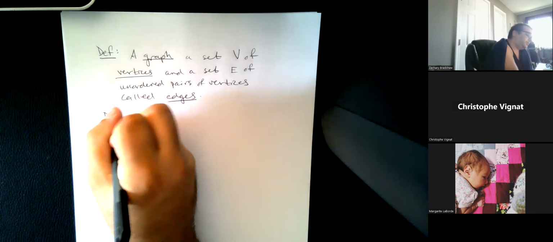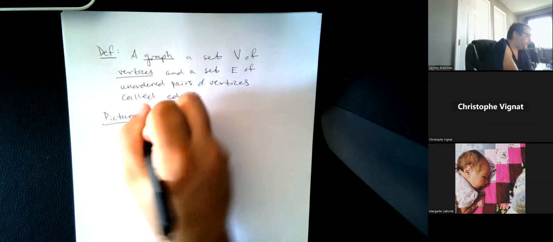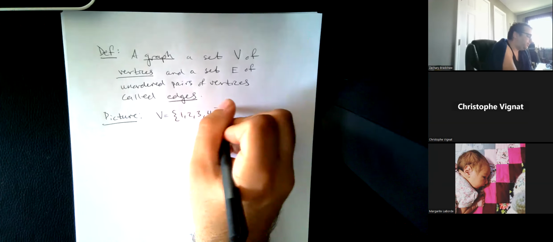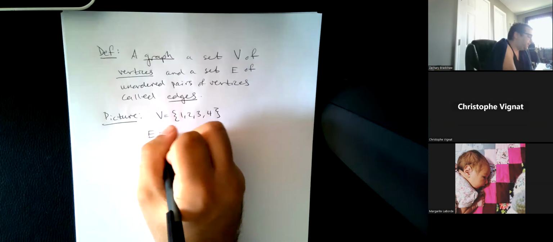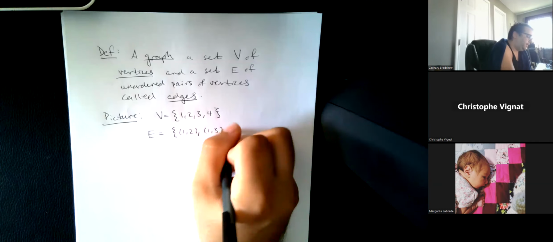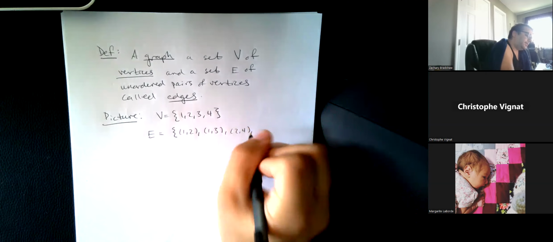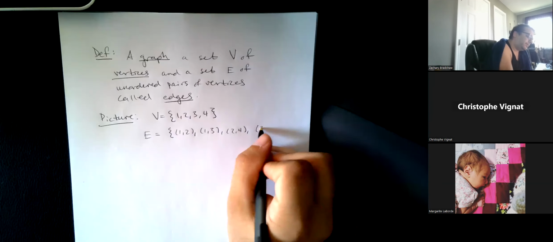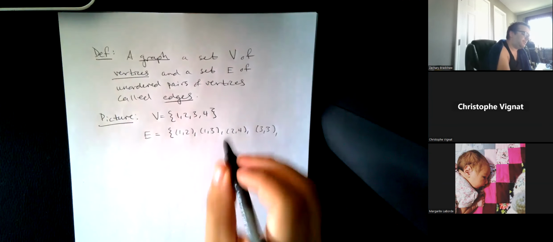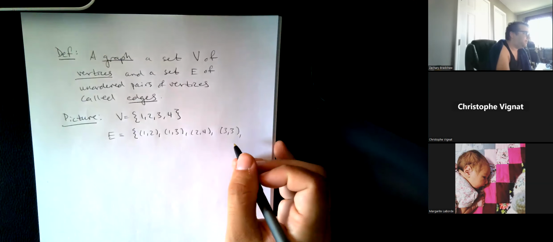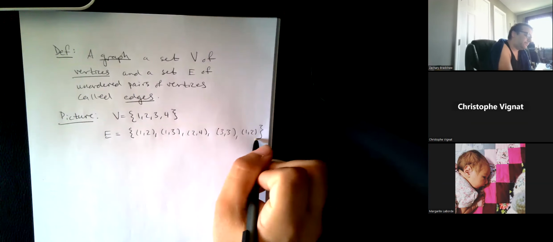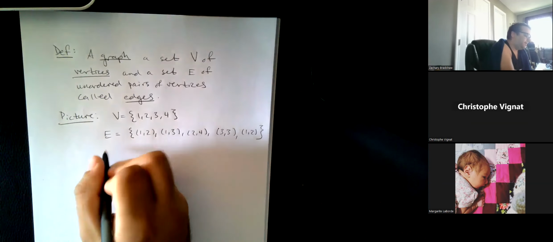So here's the picture we're all probably familiar with. Suppose the vertices are 1, 2, 3, 4. Our edges might be something like 1,2; 1,3; 2,4. And I haven't said anything about what are called loops. I haven't said that we can't have those. We can also have multiple edges, so I could stick another 1,2 in here if I wanted. What would this look like?